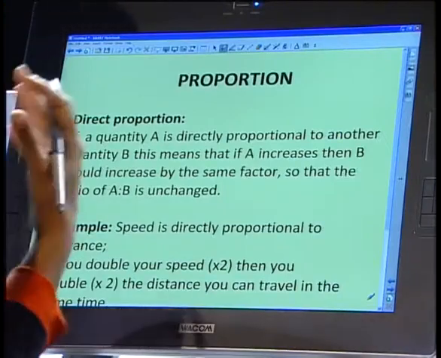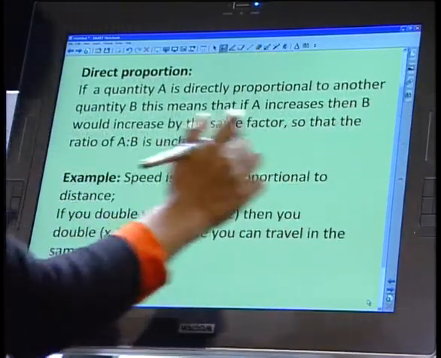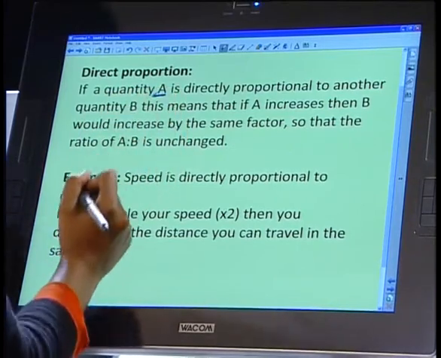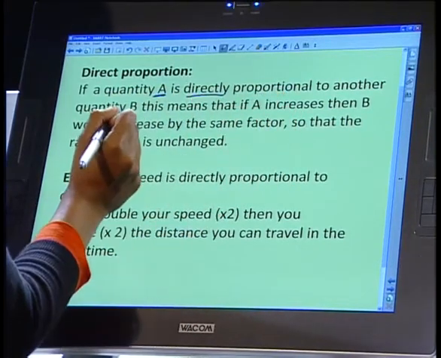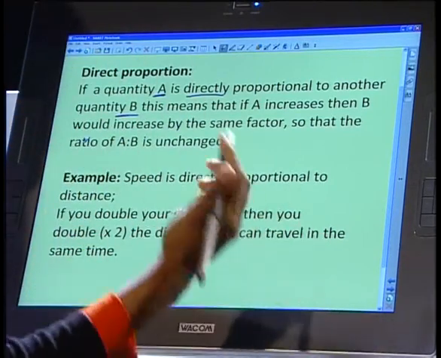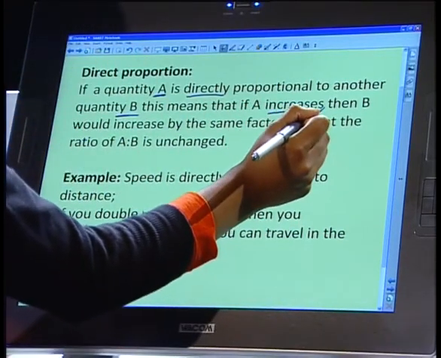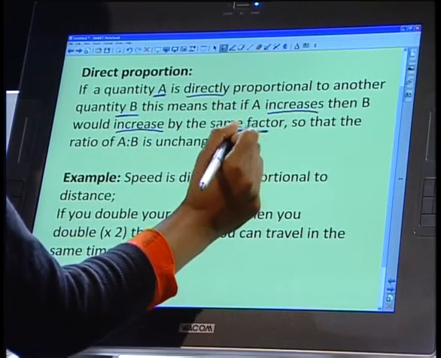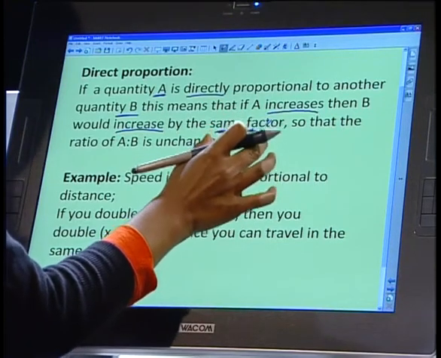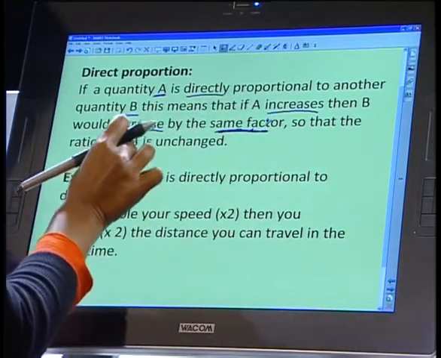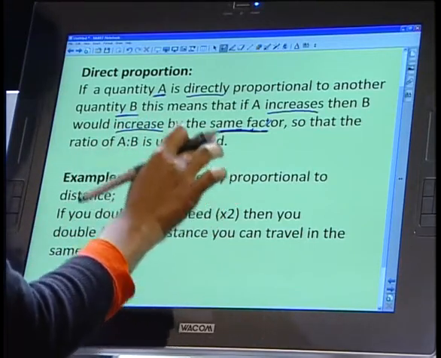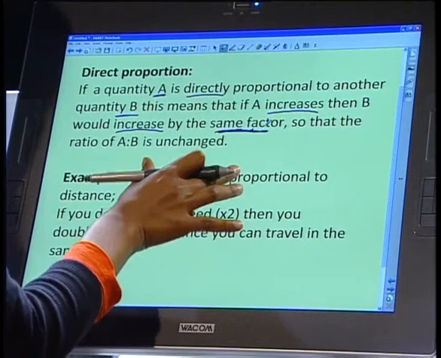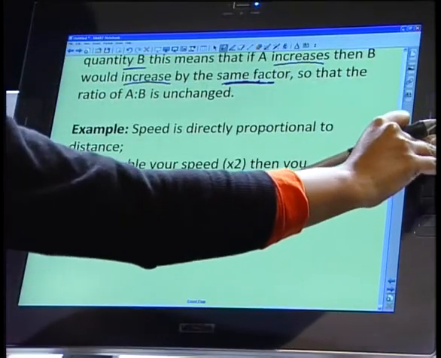So firstly, let's just look at direct proportion. A direct proportion is really if one quantity is directly proportional to another quantity. So if a quantity A is directly proportional to another quantity B, what this really means is that if A increases, then B would increase by the same factor. And what that would ultimately mean is that the ratio of A is to B will be unchanged in a direct proportion situation. So your ratio is constant.